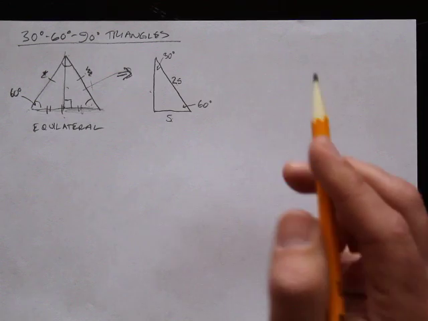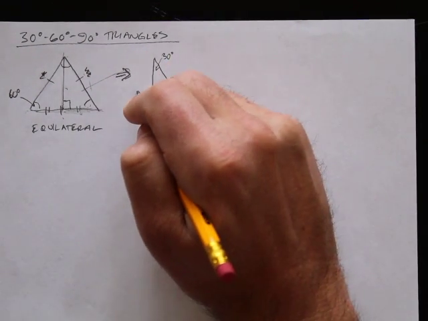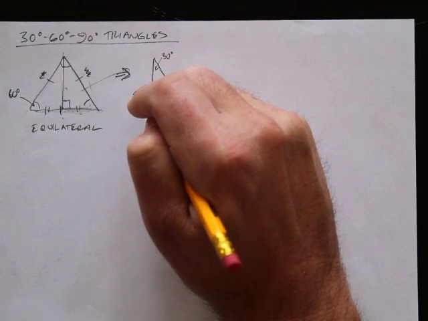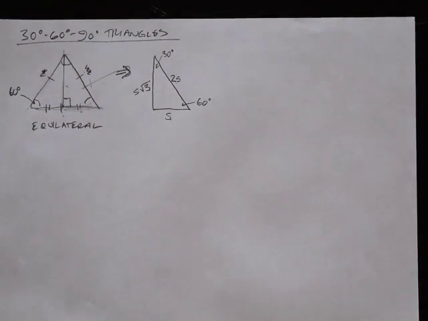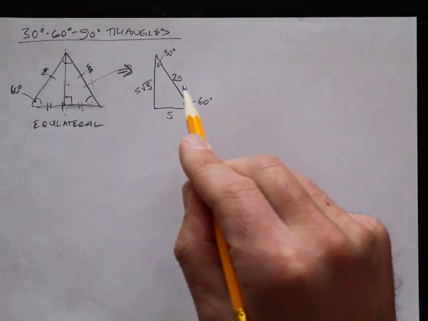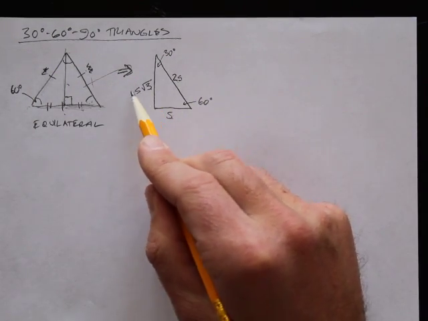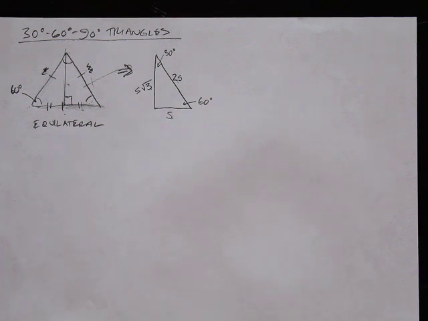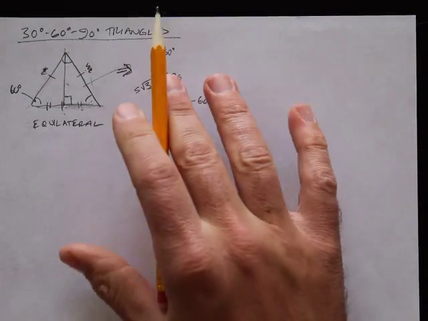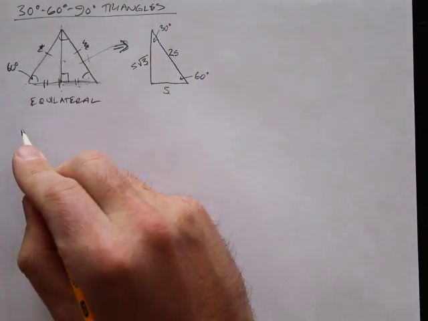And this one is going to be S times the square root of 3. We can go through the reason why that is, but I'd rather just write it down here, and you can just know that it's S times the square root of 3. Okay, here's your special triangle. And let's do an example.